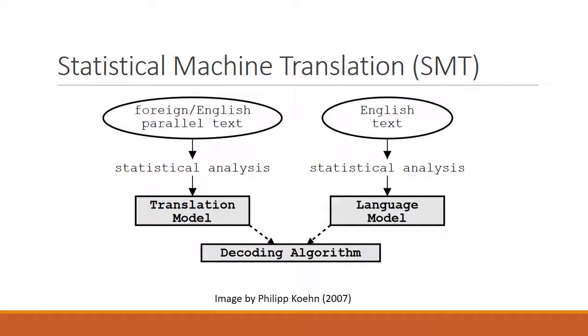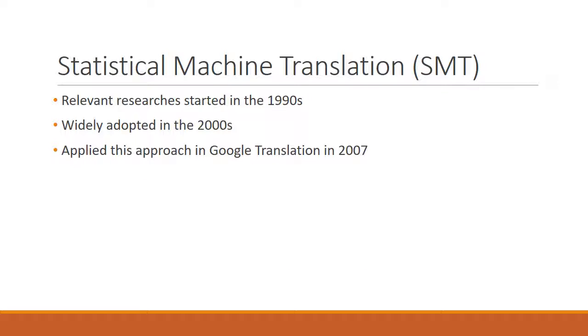In statistical machine translation, the text in the source language is statistically analyzed to generate a language model. At the same time, the target language is analyzed in a similar way to produce a translation model. Then, the decoding system is applied to analyze the results from the language model and the translation model to produce the translation. In the 1990s, researchers started using statistical analysis in machine translation for bilingual text processing.